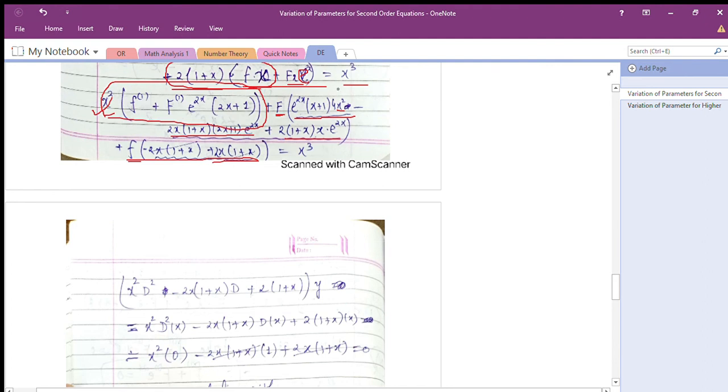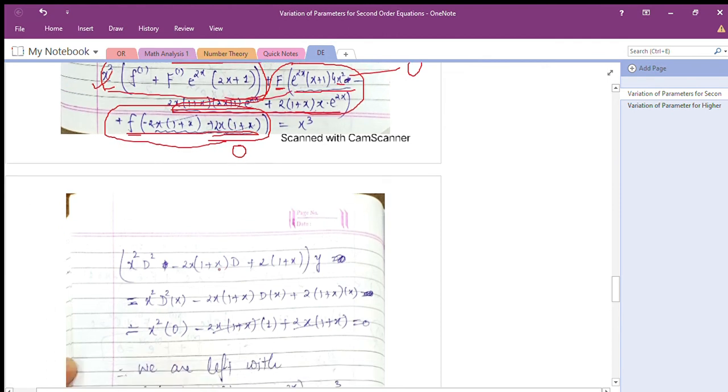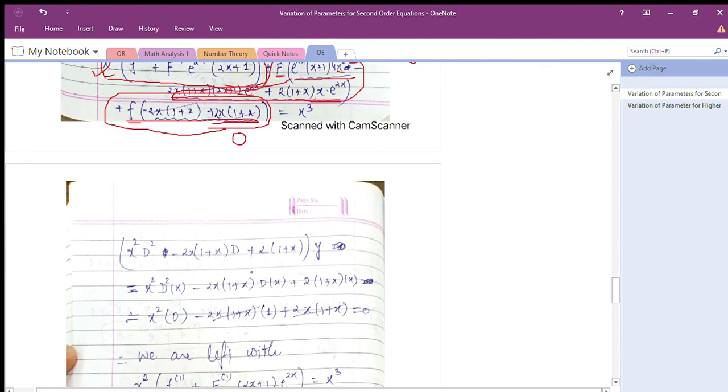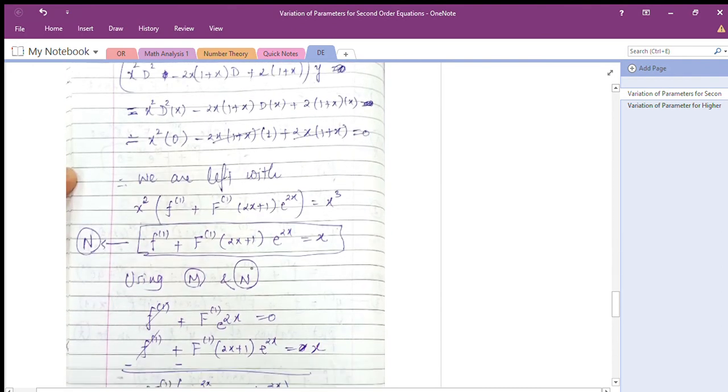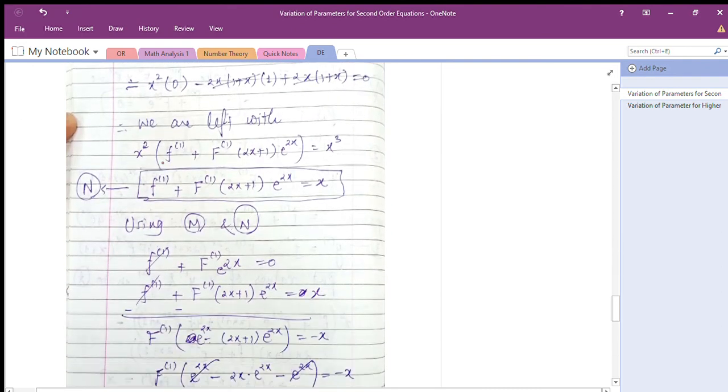Now, friends, after simplification, only this capital F into the whole term will vanish because it becomes 0. Similarly, this term after simplification is also 0. You can see that 2x bracket 1 plus x and minus 2x bracket 1 plus x cancel, so this became 0. And when you simplify the other one, its value is also 0. And if its value is 0, what remains is only x square bracket small f1 capital F1 2x plus 1 e raised to 2x equals x cube.